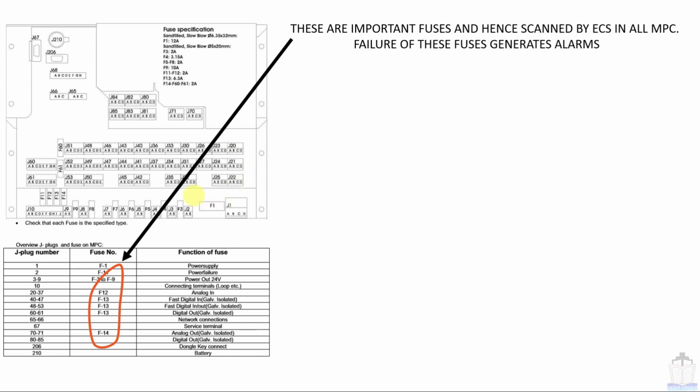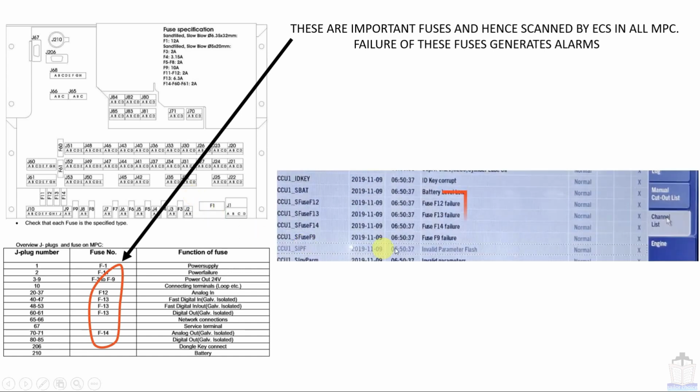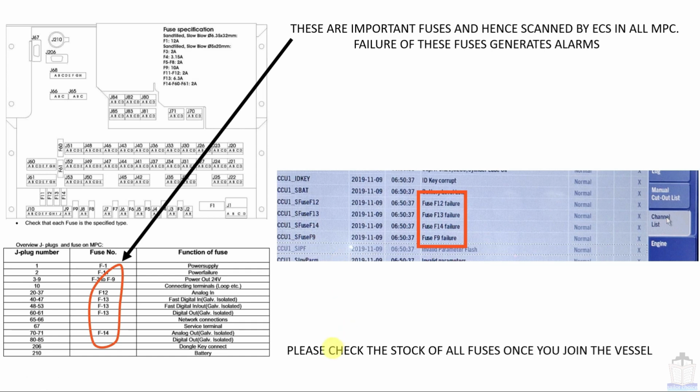Now we can see it with an example. Here you can see this is the CC1, fuse 12 failure, it will generate an alarm, fuse 13, fuse 14 and fuse 9. So please check the stock of all fuses once you join the vessel. That means all these fuses must be in stock on the ship because all fuses are very important.